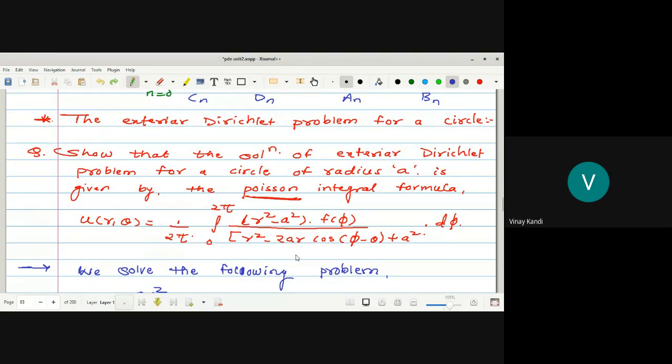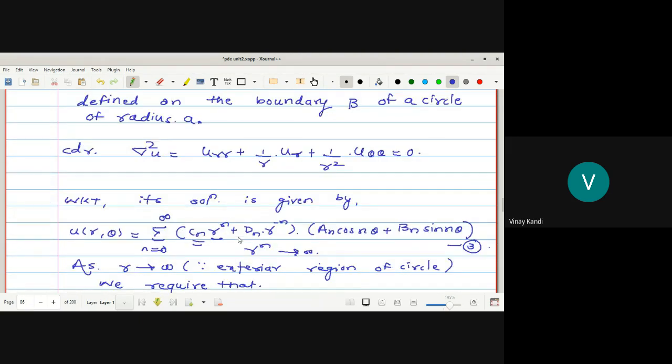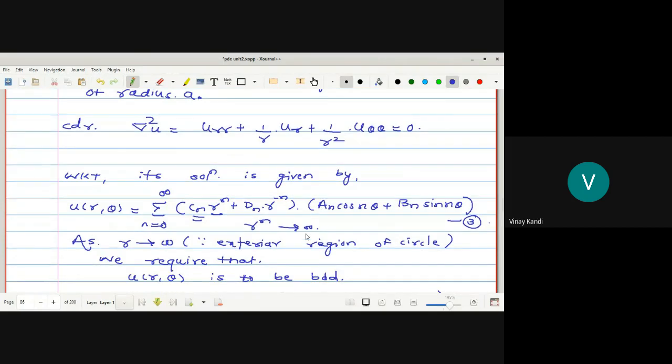ओके, हा तुमचा इथे a स्क्वेअर आहे, आपण इथे लिहिता खाली. Okay, now solve this the problem. The del square of u is equal to 0. Okay, outside the circle r is greater than a, and boundary condition what? R is equal to a, then it coincides with f. The f is continuous function. Okay, now we know that the solution of the Laplace equation is given by this one. Okay, we use directly here.